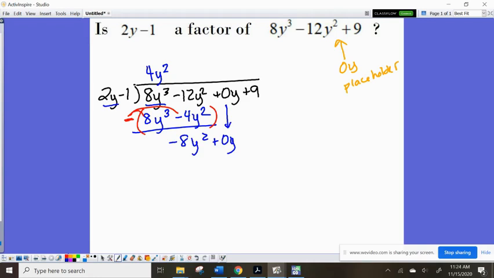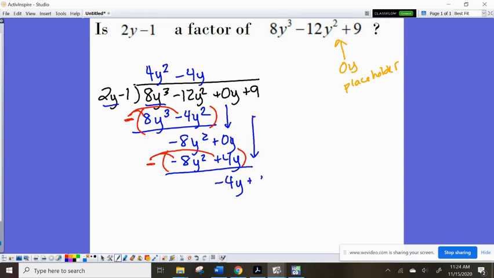What multiplied by 2y gives us negative 8y squared? That would be negative 4y. We multiply negative 4y by both parts of the divisor. Negative 8y squared plus 4y. And again, we use parentheses to subtract both terms. Both terms change sign. Negative 8y squared plus 8y squared is nothing. 0y minus 4y would leave us with negative 4y.